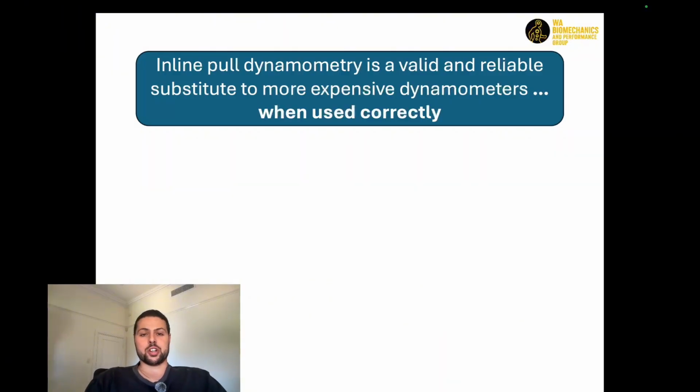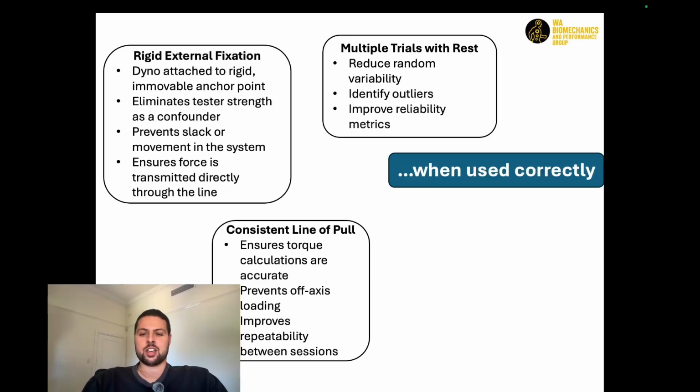Inline pull dynamometry is also a very valid and reliable substitute to more expensive dynamometers, again, when used correctly. Just because something spits out a number doesn't mean that it's automatically a good number and something we can actually use in our clinical reasoning. I'm going to go through this a little bit later, so I'm going to fly through this a bit quickly. But when used correctly, we need multiple trials with rest. That reduces random variability. You can identify outliers if you do multiple tests, and it will improve your reliability.